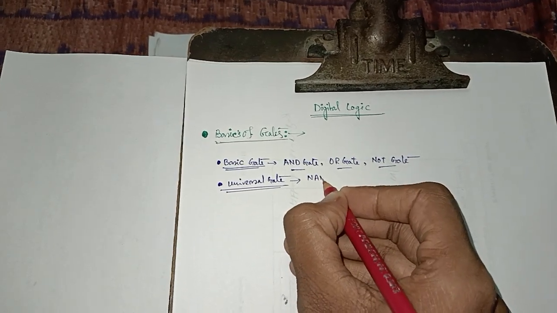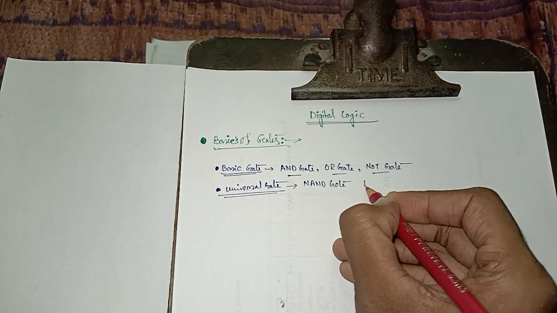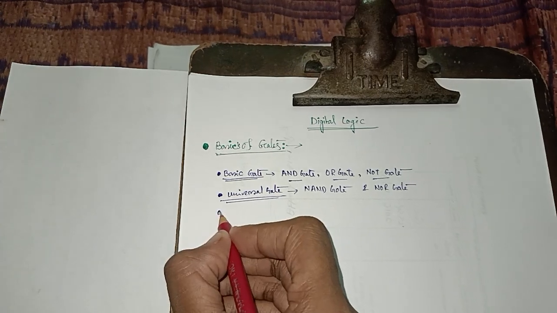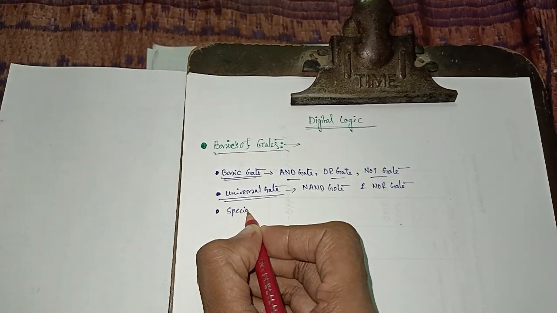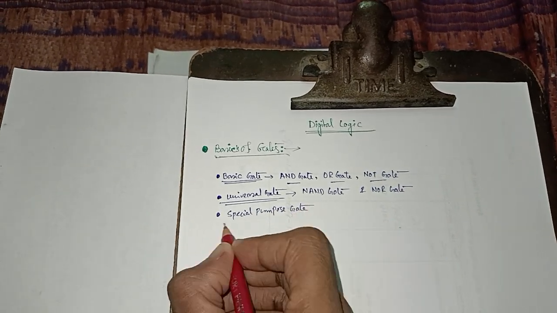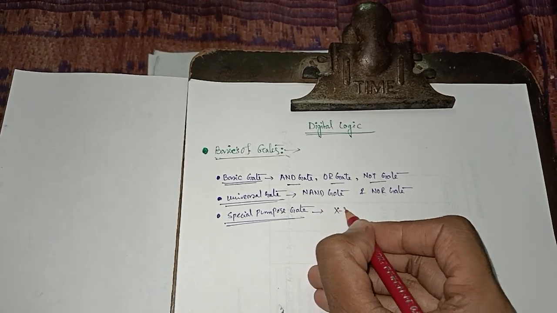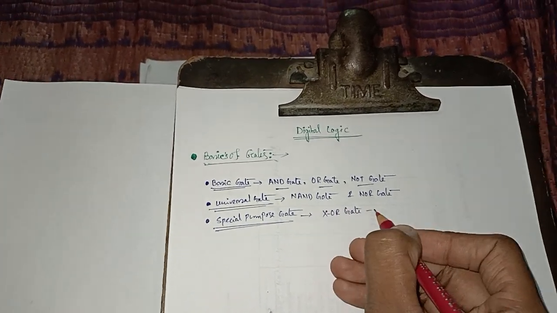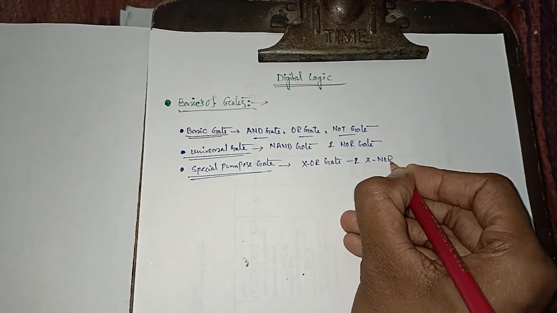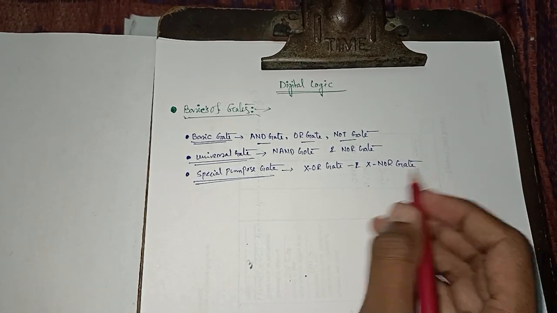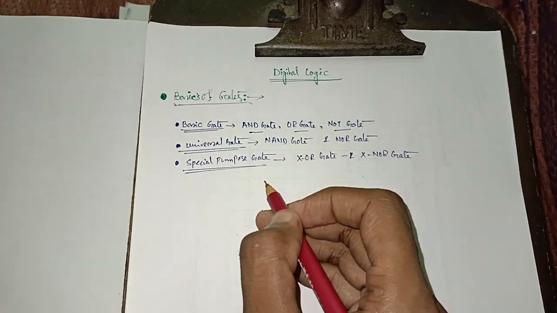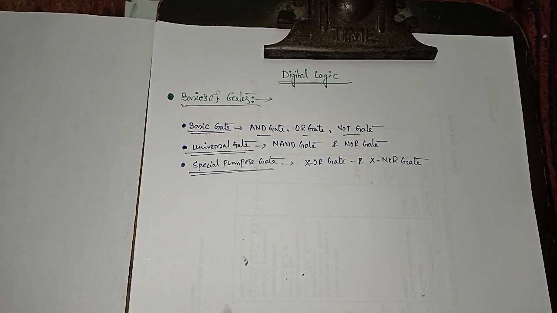The universal gates are the NAND gate and the NOR gate. Then there are two special purpose gates, the XOR gate and the XNOR gate. These two gates are called the special purpose gates. Why they are called special purpose gates, we will discuss in a later video.